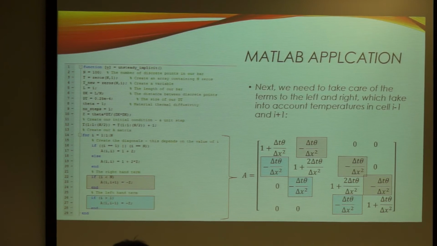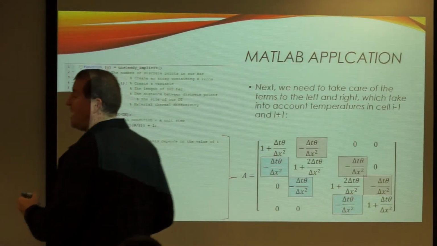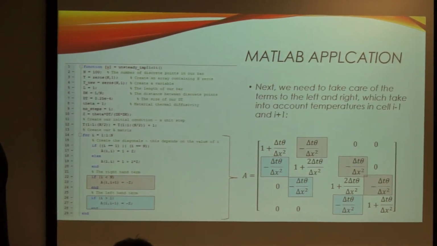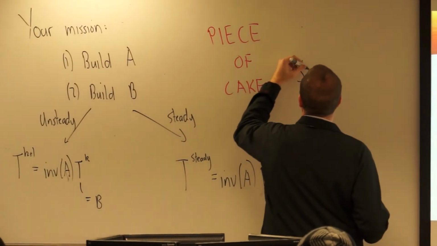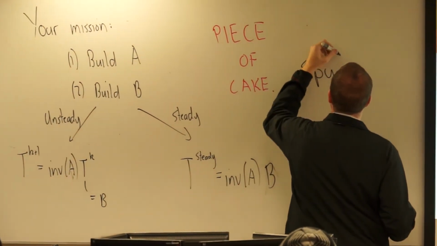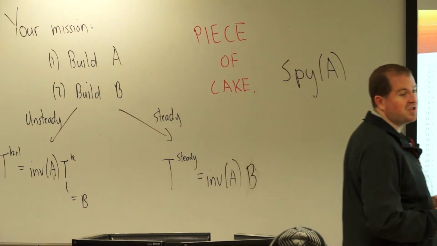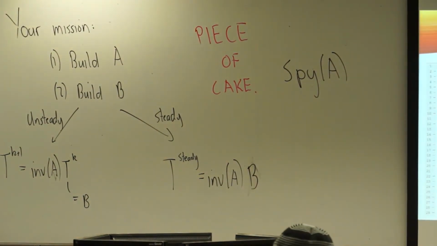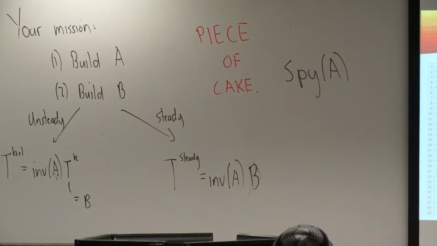When you're finished, I want you to run it, save your results to file, then type spy(A), and show me what you get once you're done. SPY is going to let us have a look at your matrix to see if it's the correct form.